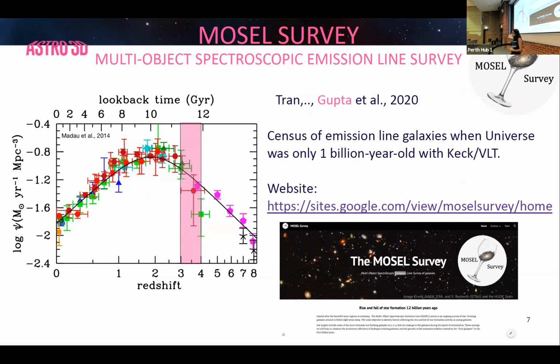Right. But over the past year, we have shifted the focus of this Mosul survey to really go after the epoch of reionization analog galaxies. And how do we do that? How do we select epoch of reionization analogs? To do that, we are choosing this key property.